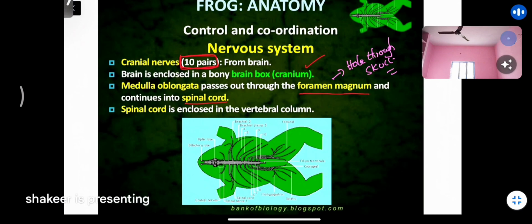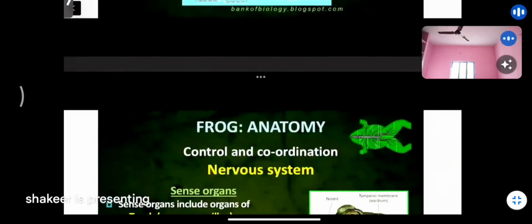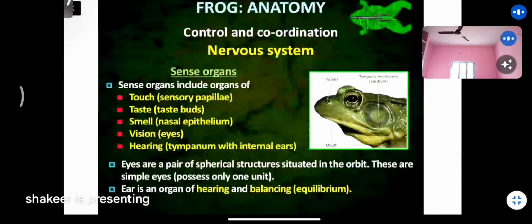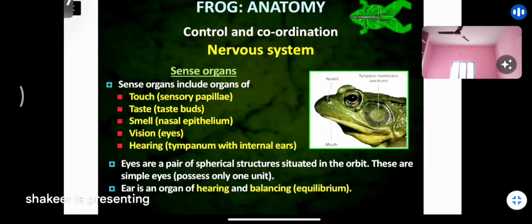So spinal cord is enclosed where? It is enclosed in the vertebral column. In almost all the vertebrates, the spinal cord is enclosed in the vertebral column itself. Understood now? What is meant by vertebral column? We know, no? This region we call the vertebral column, and the spinal cord is enclosed in that vertebral column. So next, coming to sense organs.